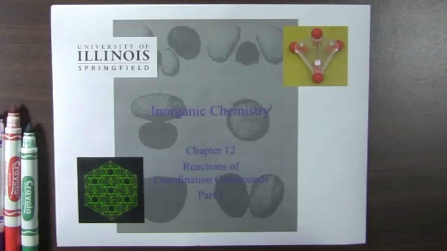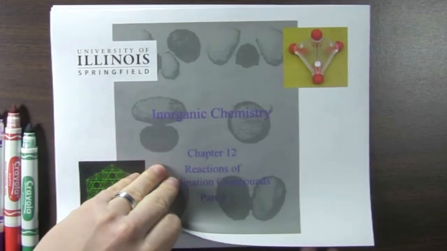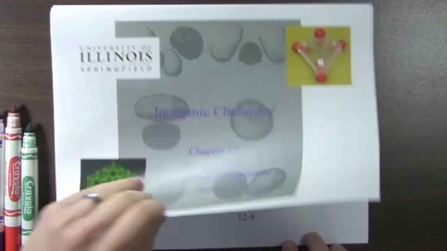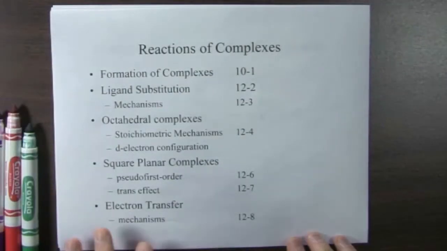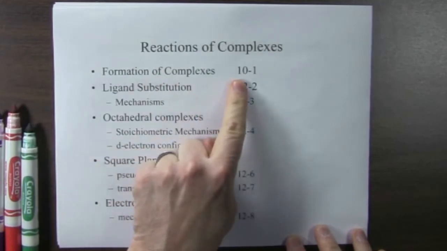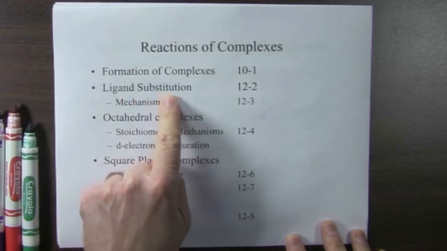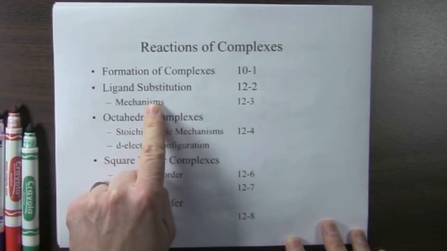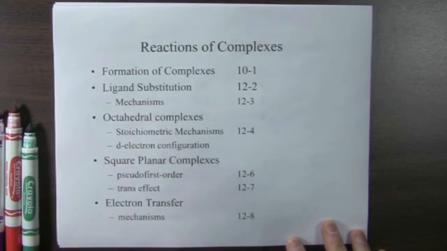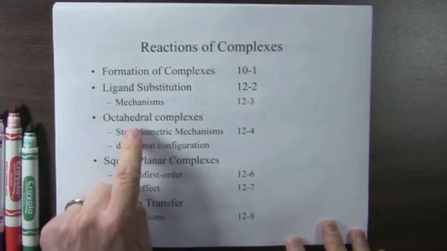In this lecture we're going to start chapter 12, looking at the reactions of coordination compounds. And in particular, we're going to step back a little bit and review how to make coordination complexes from chapter 10. And we'll see that this is significant because we actually have to do ligand substitution to form these complexes. And so then we'll look in chapter 12 at the mechanisms of ligand substitution.